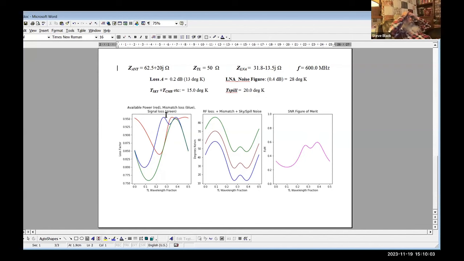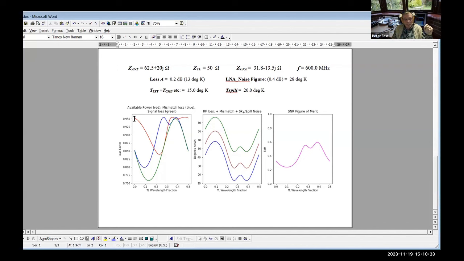Because we've got reactance, as you change the line length, it effectively changes the reactance that is reflected from the load. So you can reach a point, and what happens here is you reach the point where the reactance of the line balances the reactance of the antenna.